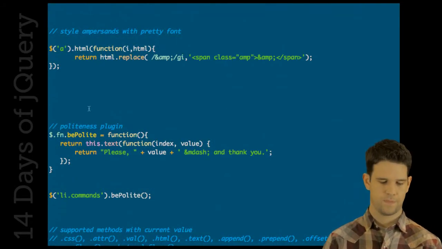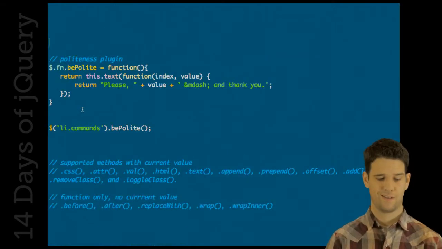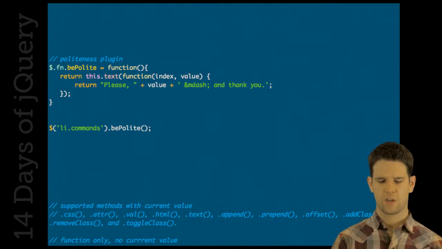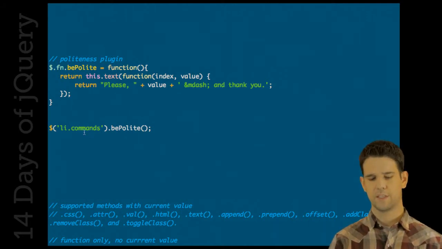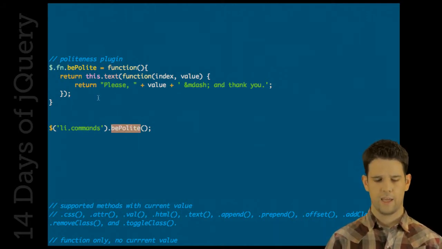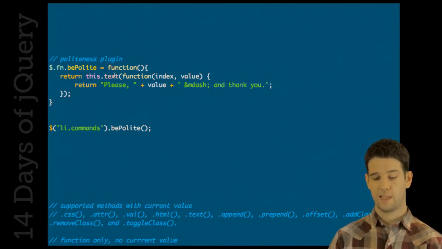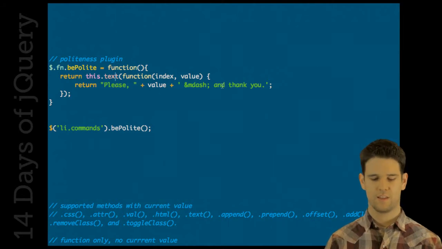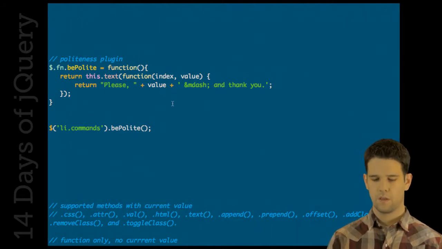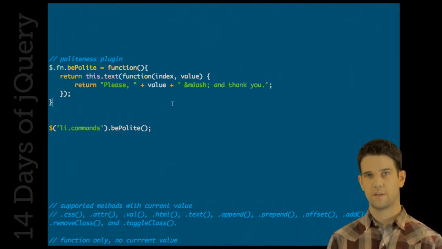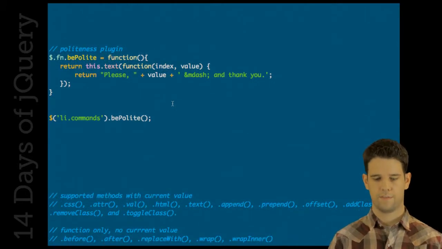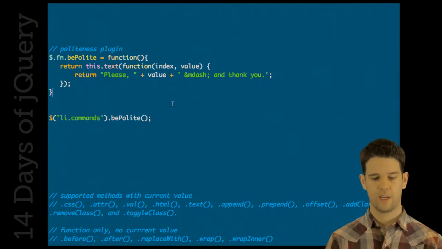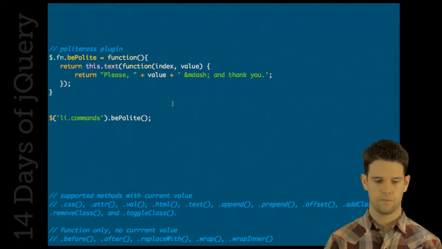Here's another one. It's the politeness plugin. So we're going to take all these commands, we're going to call be polite on them, which basically goes in, takes an li, and then adds please and thank you to the commands. So it's the kind of thing that you can do with it. It's really nice because the alternative before for pretty much all of these methods would have been a big each loop, 5 lines, and now we have that down to like 2-ish.